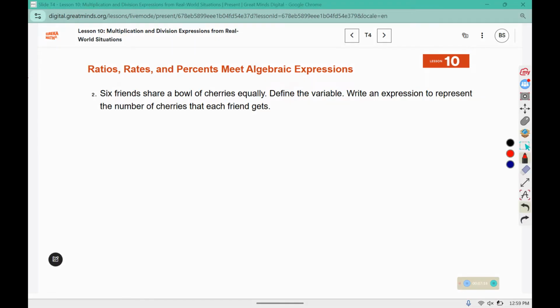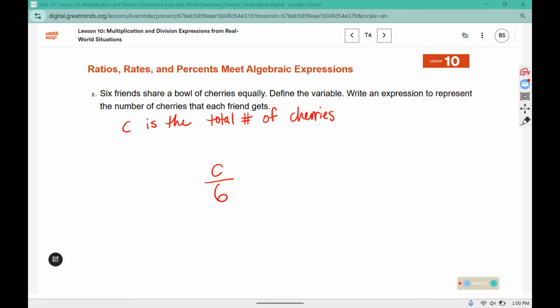Well, C is the total number of cherries. So if we wanted to write an expression that represents the number of cherries each friend gets, we would take the total amount of cherries and divide it by 6.